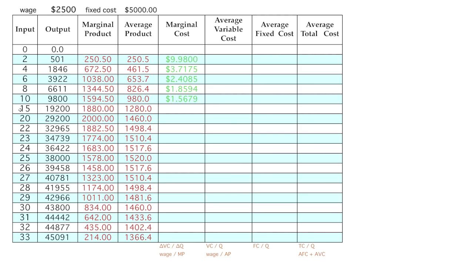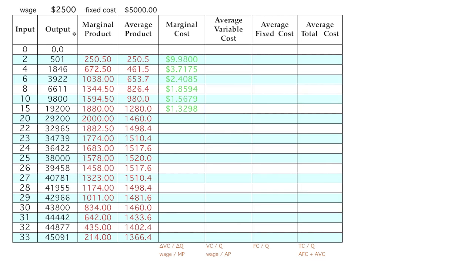The next line of the table, you got this output of 19,200. The marginal cost of getting to that many, in other words, how much you got to pay for the last bunch of units that get you there from 9,800 to 19,200, that's going to be again 2,500 divided by the marginal product of 1,880, which is going to give you 1.3298.